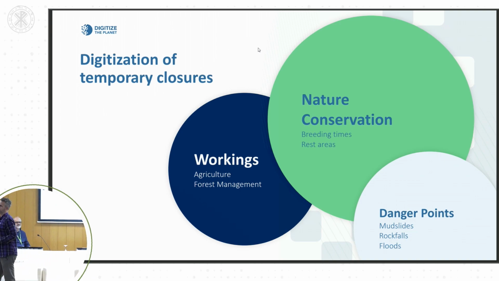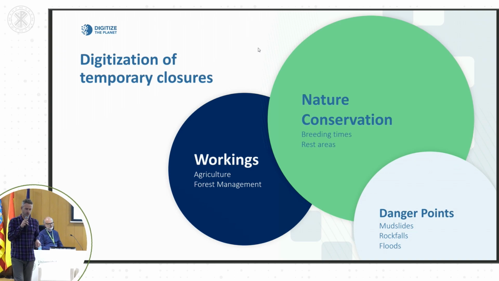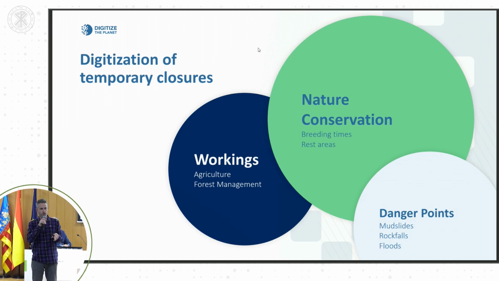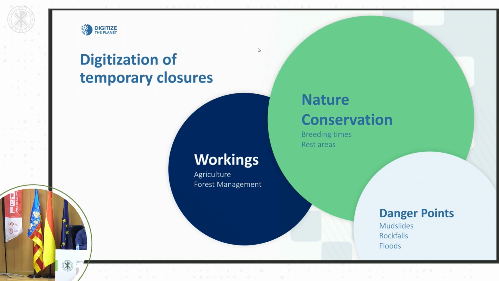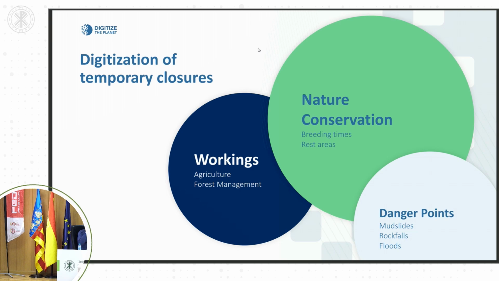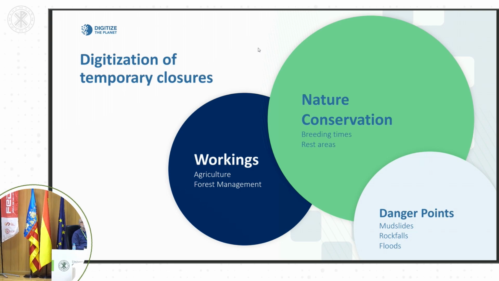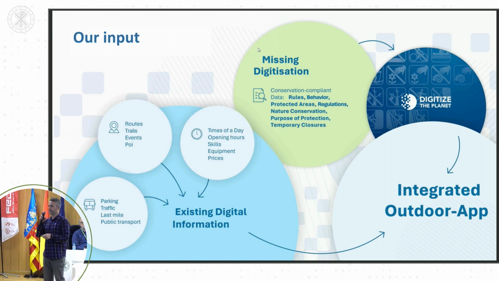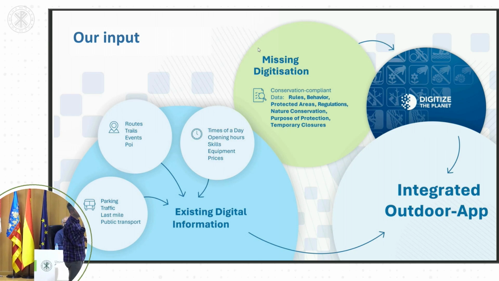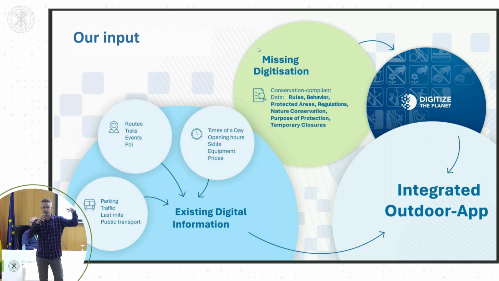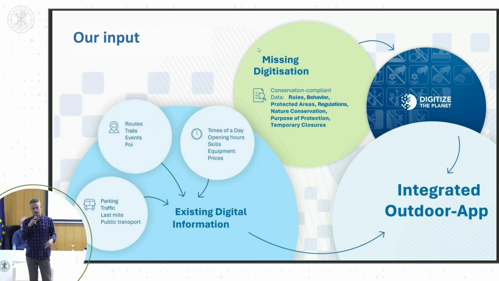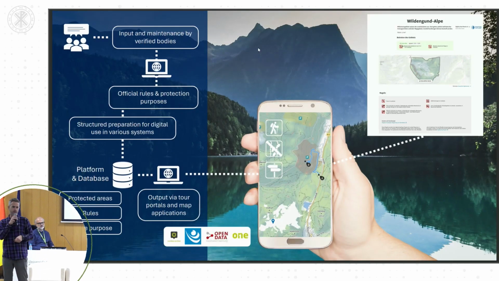So this is the idea of temporary closures, and we can also extend it to floods, fire, avalanches and so on. And there are already existing solutions for that, but we want to have one solution which is open data for everybody. So actually, this is our mission. In the green circle, you can really see what kind of data we are bringing into the digital world, which is really new. And here you can see the system.